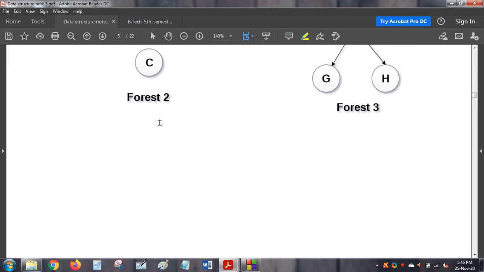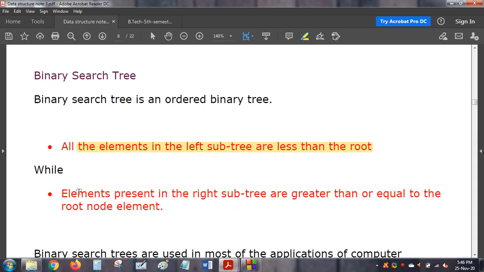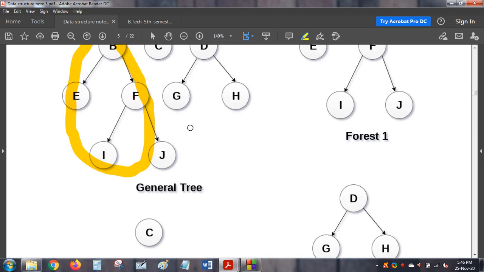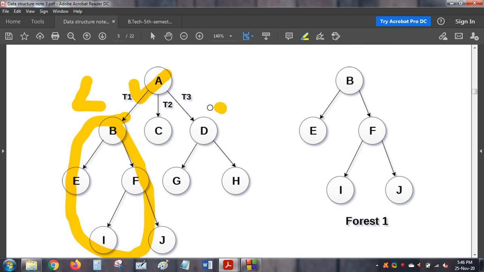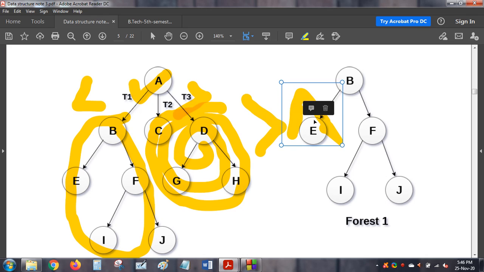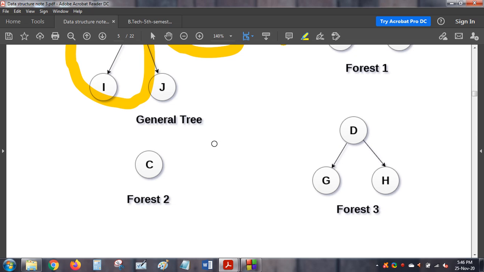And elements present in the right subtree are greater than the root node. So elements present in the right subtree over here, this is the right subtree, are greater than my root A. So if this condition is satisfied, then we will call it a binary search tree.